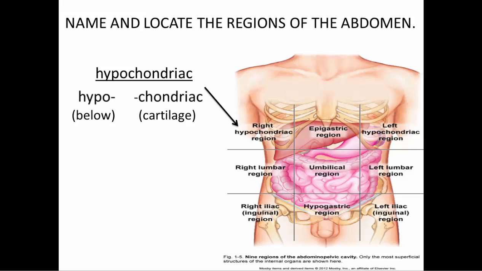And you can see that in the image here, just on the line that separates the lumbar region from the iliac region. The reason that the inguinal is in brackets is because inguinal refers to the groin. And so it's the right inguinal region and the left inguinal region because it's to the right and left of the groin. The right and left lumbar region, think about the small of your back. That is the lumbar region of your spine. And so the right and left lumbar regions are the regions of your abdomen that are to the right and left of that portion of your spine.